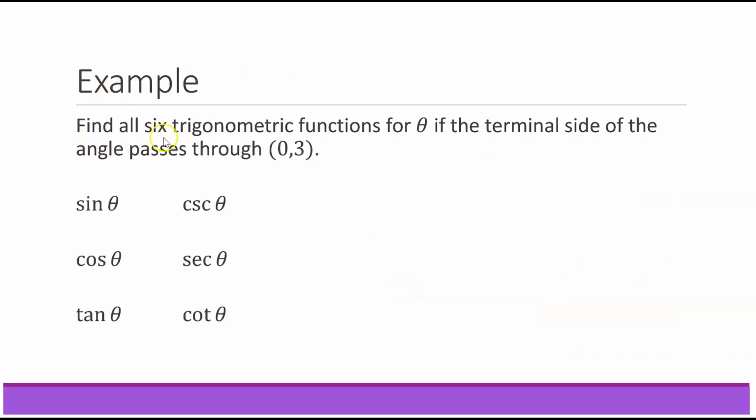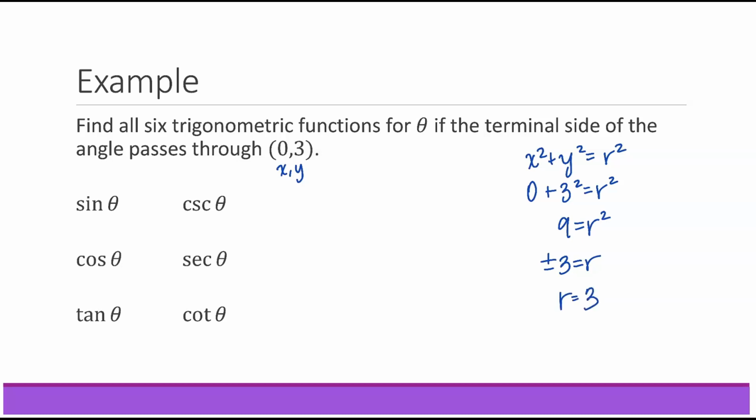In this example, we want to find all 6 trigonometric functions for theta if the terminal side of the angle passes through the point (0, 3). So again, we have our x and our y value. We can solve for r using x squared plus y squared equals r squared. So 0 squared plus 3 squared is equal to r squared, or 9 equals r squared. So we get plus or minus 3, since 9 is a perfect square. And again, the radius has to be positive, so r is equal to 3.